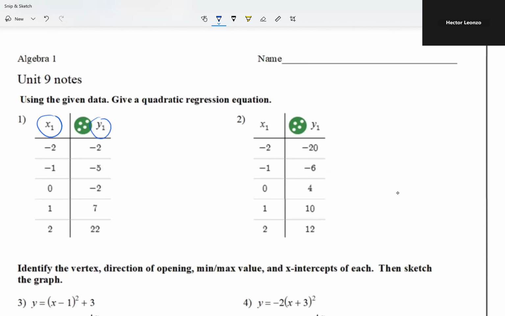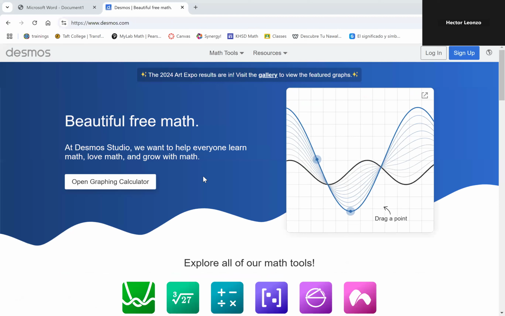Basically, these are points. I want you guys to plot them in and give me the equation that will go through all those points. So I'm going to need you guys to go to desmos.com. Let me write down the address here: www.desmos.com. So we're going to go to desmos.com. Desmos looks like this. Once you type that in, I want you guys to go to Open Graphing Calculator.